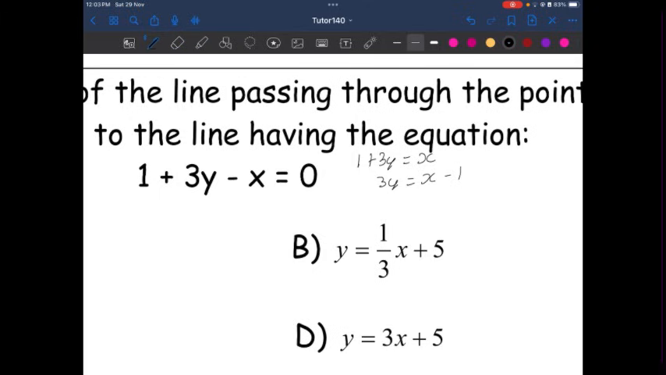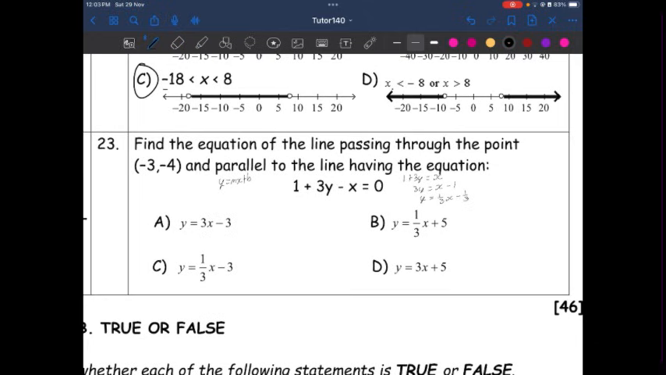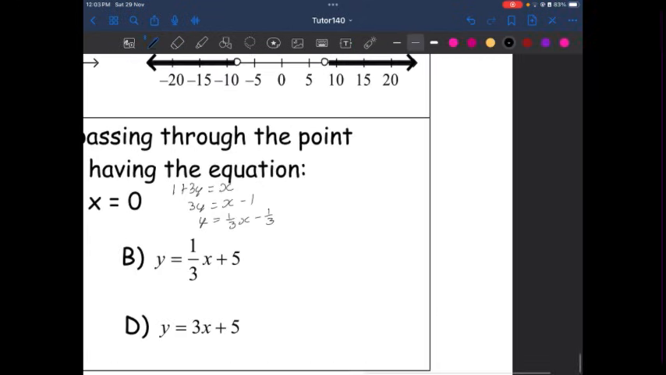Now you're going to divide both sides by 3. That's going to give you y is equal to 1 over 3x minus 1 over 3. Now, if we want to find the equation of the line passing through this point, but parallel to this, we have to use the same slope. Parallel lines have the same slope. So we're going to use the point slope formula: y minus y1 equals m times x minus x1.